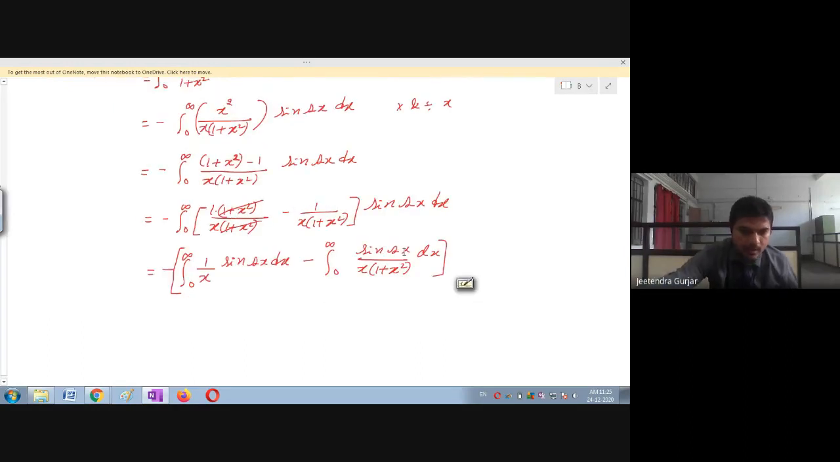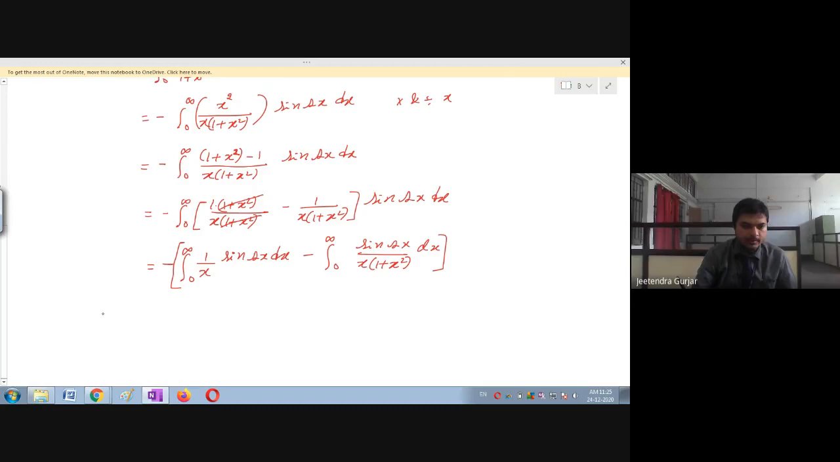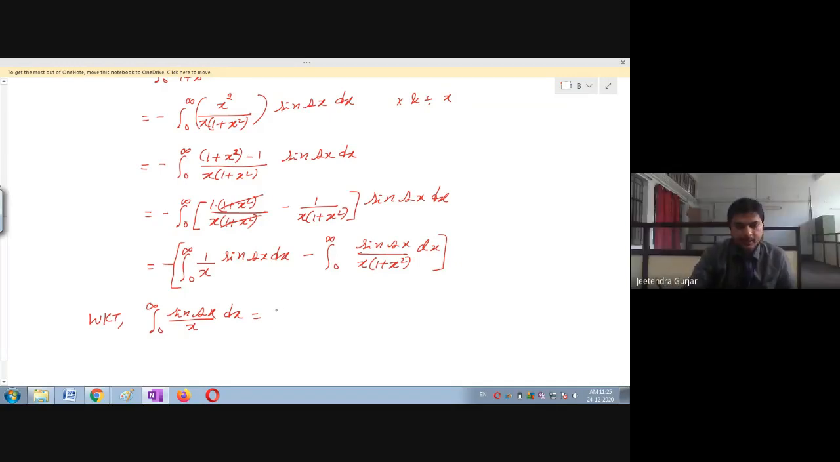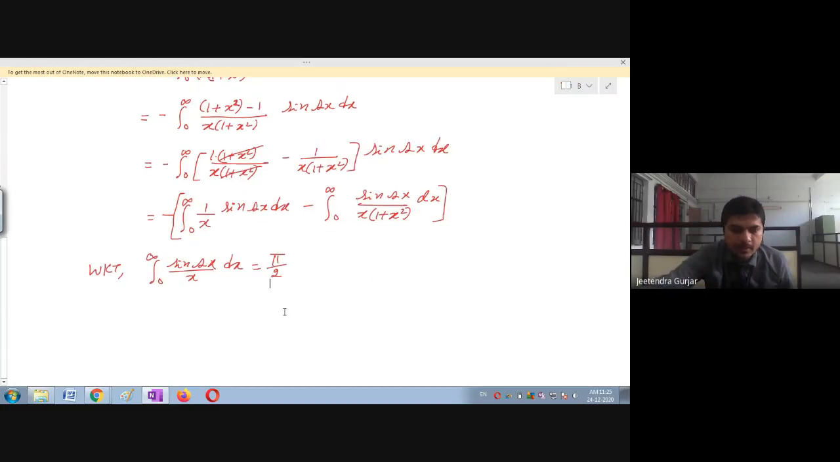Okay, so now you see, you remember that example, we know that integration 0 to infinity, sin x divided by x dx. Can anybody tell me what is the value? From the first example, we have already solved this. Pi by 2. Yes, excellent beta. It is pi by 2. So this is how we are going to modify this.